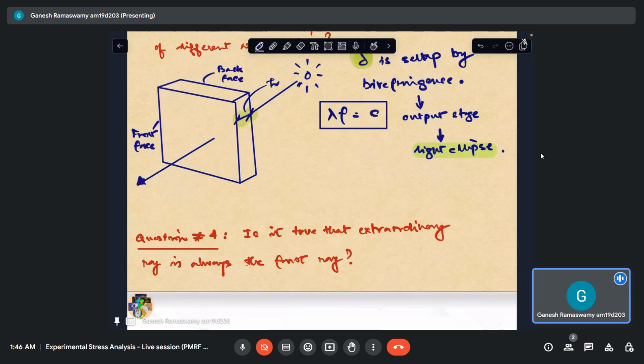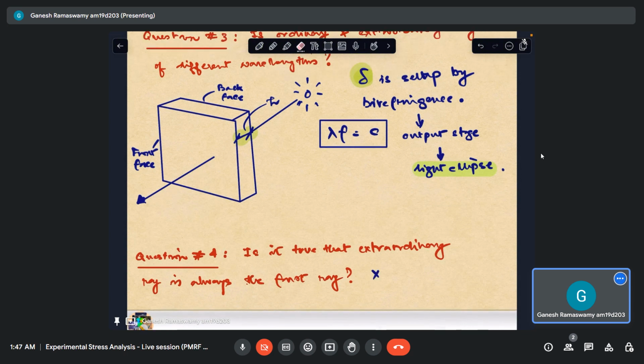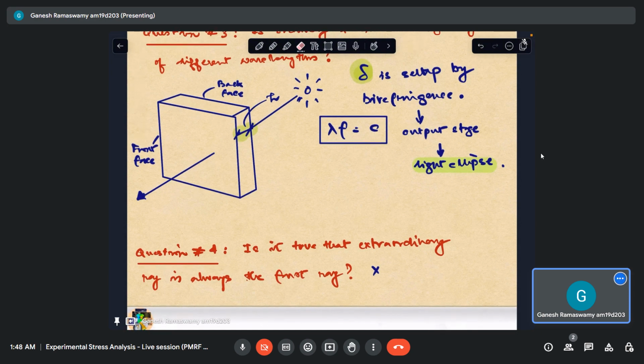And another question that was asked was, is it true that the extraordinary ray is always the faster ray? While it cannot be said that the extraordinary ray is always the faster ray, it doesn't cause that much of a problem for us to do our stress analysis because we are essentially looking at the retardation no matter how it is brought about. Either it is positive retardation or negative retardation, that is addressed in the handedness of the light ellipse. So I hope this answers the queries that were raised, and should there be any follow-up questions on this, I welcome the viewers to bring them up in the subsequent session.